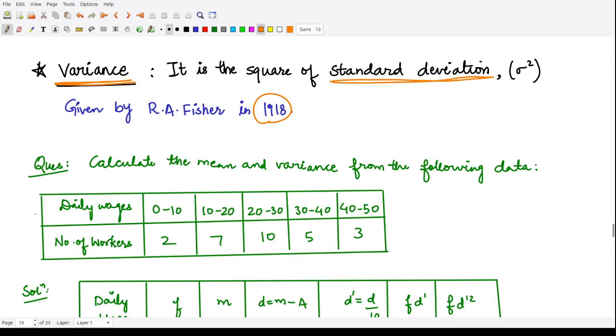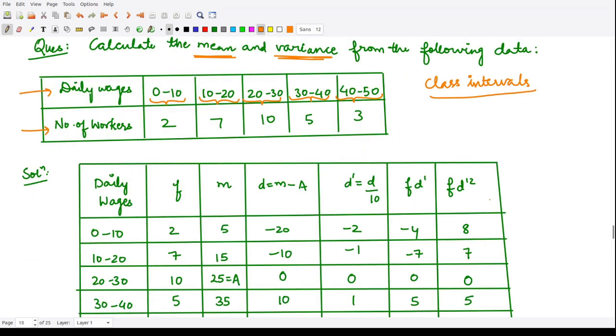So here daily wages are given to us, and the number of workers getting wages between 0 to 10, 10 to 20, 20 to 30, 30 to 40, 40 to 50 and 50 to 60 are also given to us. So that means here we are given the class intervals, and we are to calculate the mean and the variance. We can calculate the mean in several ways, so we can use the step deviation method for that.